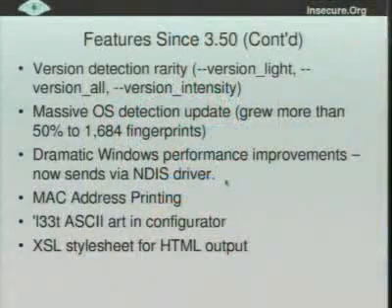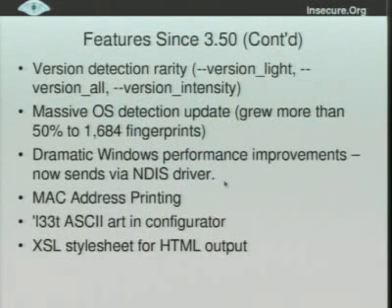Version detection can now gather the OS and device type and host name. So if it says, hey, this is the Linksys WAP54G administrative web page, Nmap can tell you, hey, it's a wireless AP, the vendor is Linksys, and so forth. And you can use that in addition to traditional stack fingerprinting. Version detection rarity allows you to control how invasive version detection is. So you can do a real light fast scan, or you can say use every probe you know of, even when it's unlikely to work. The OS detection grew 50% to 1,684 fingerprints.